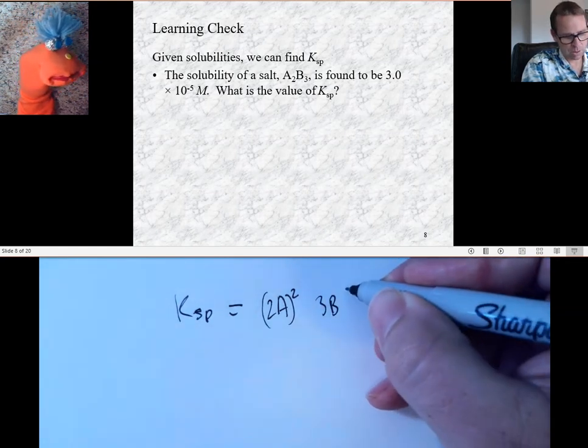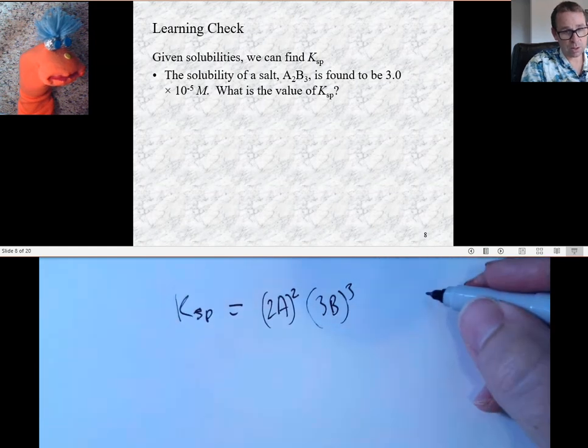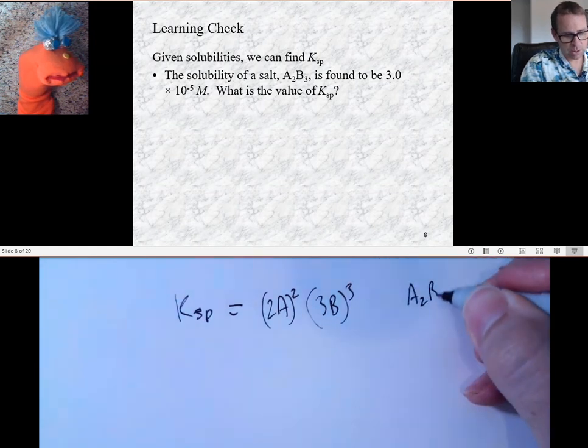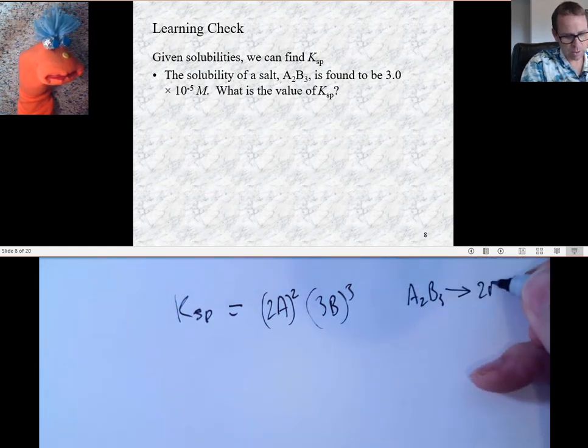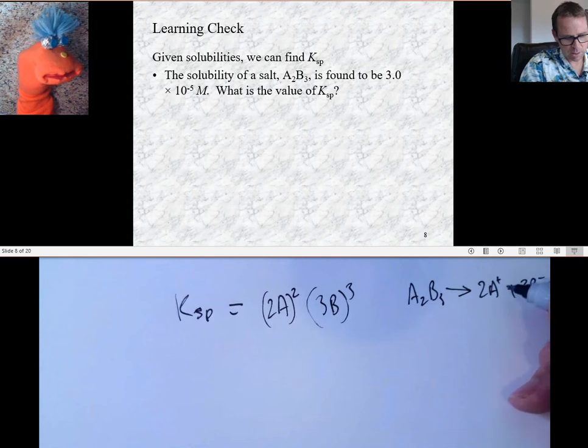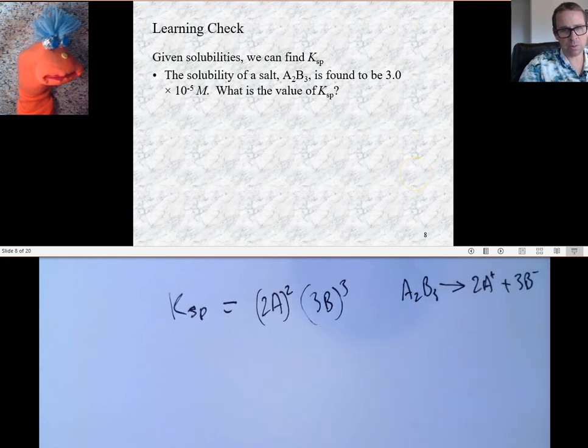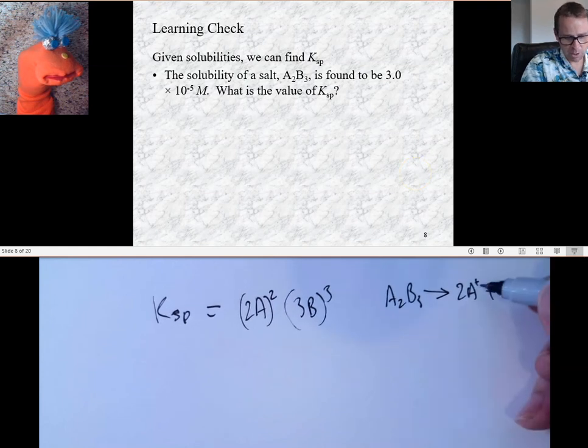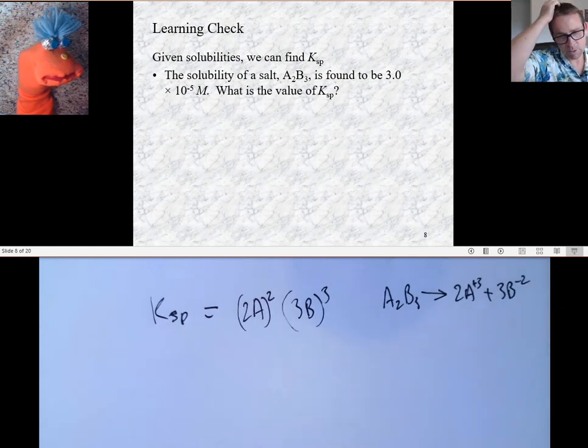Okay, 3B cubed. So let's take a look at what Fred has seen here. A2B3 dissociates into 2A's and 3B's. All right, and so this is our cation plus charge, anion minus charge there, right? We don't need to worry about what the charges are, but it's probably not going to be just +1 or -1, right? It can't be. This is going to have to be a +3, and this is going to have to be a -2. But you don't need to have those correct to get the right answer here.